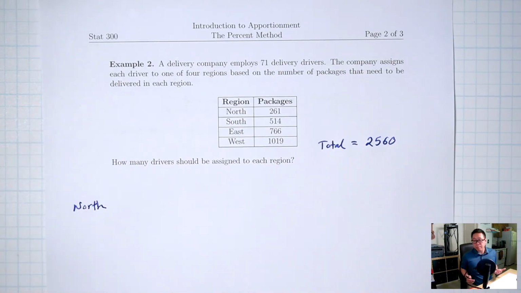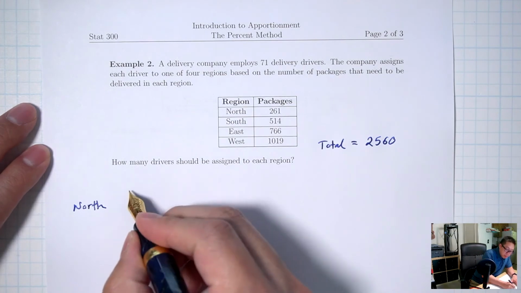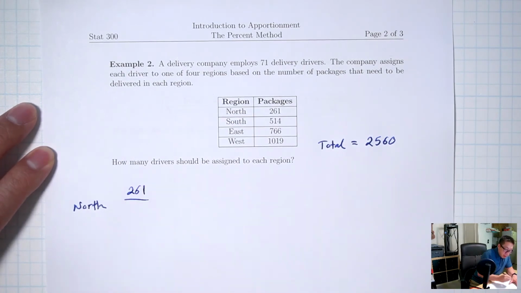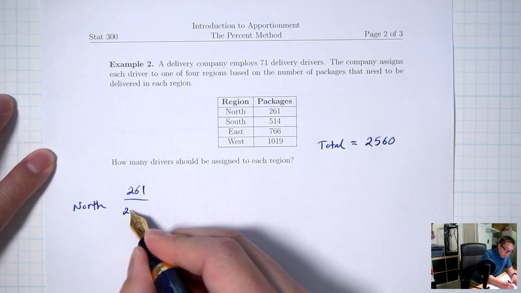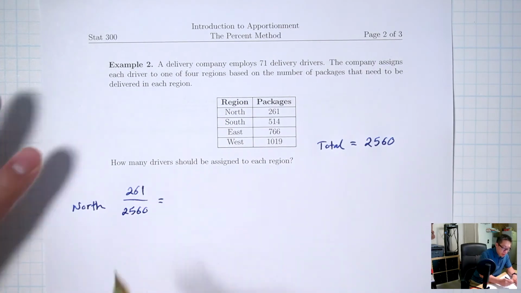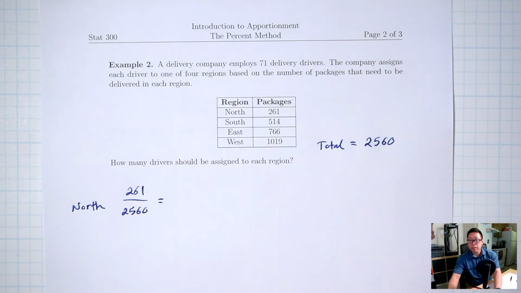What percent is that? Okay, so we'll take 261 and divide it by the total. So 261 divided by 2560. You should get a decimal, and this time you should get a decimal that is not nice. Okay, so you'll get a long decimal. So let's agree that anytime we work with decimals here, let's round to 3 decimal places. So rounded to 3 decimal places, this is going to be 0.102.